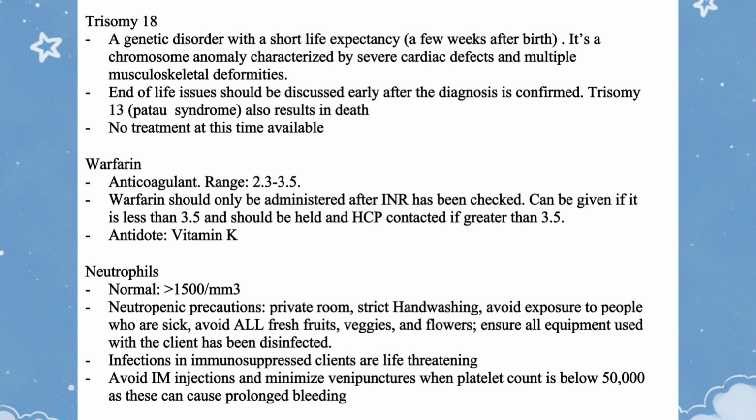Neutropenic precautions: private room, strict hand washing, avoid exposure to people who are sick, avoid all fresh fruits, veggies, and flowers. Ensure all equipment used with the client has been disinfected. Infections in immunosuppressed clients are life-threatening. Avoid IM injections and minimize venipunctures when platelet count is below 50,000, as these can cause prolonged bleeding.